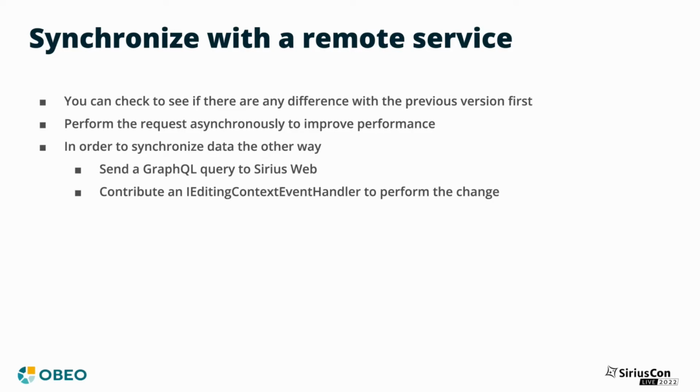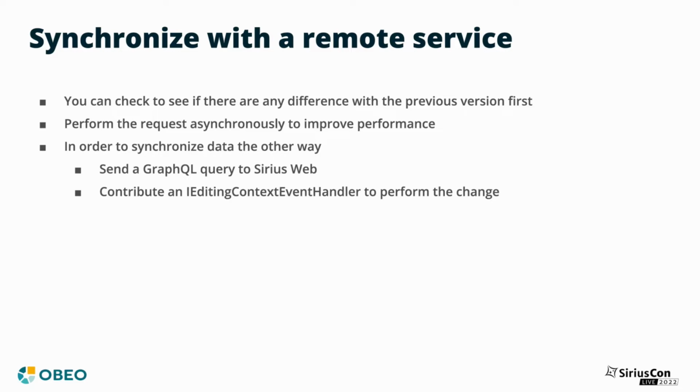In this code, we can also check to see if there are any differences with the previous version of the representation, for example, to not send anything to the remote service if there are no changes. We can perform the request asynchronously in order to improve the performances and lower the impact on the refresh of the map representation. And if you want, you can also synchronize data the other way. So you can make a remote service synchronize its data with Sirius Web.